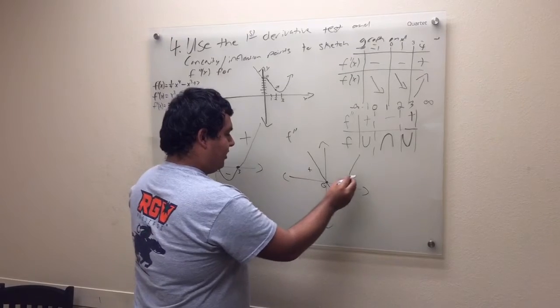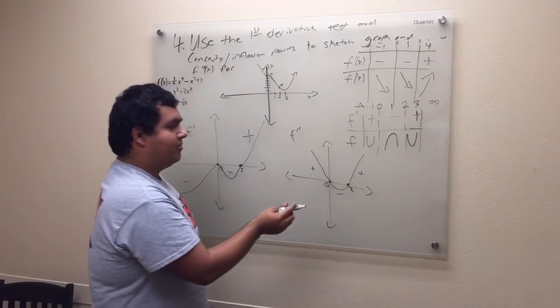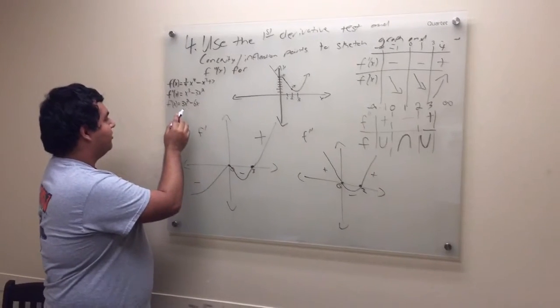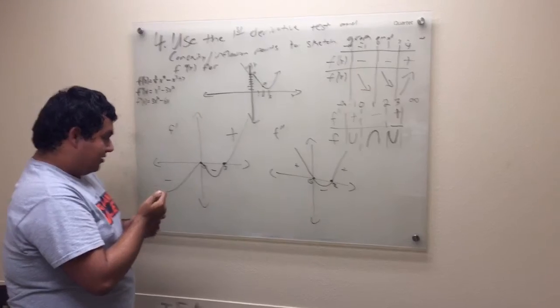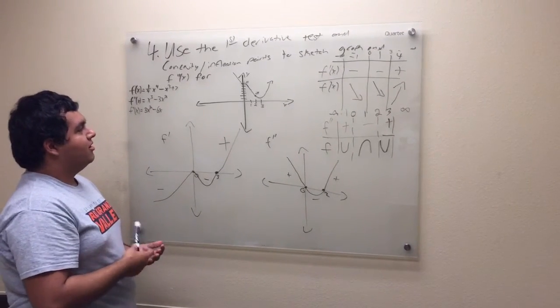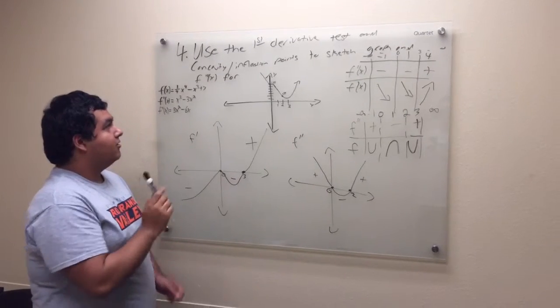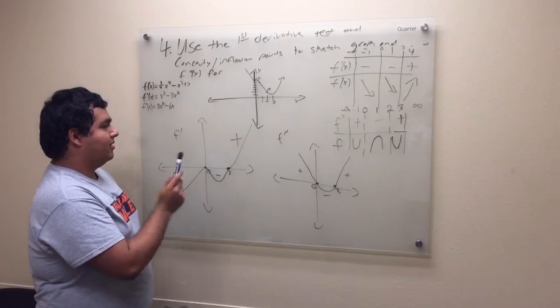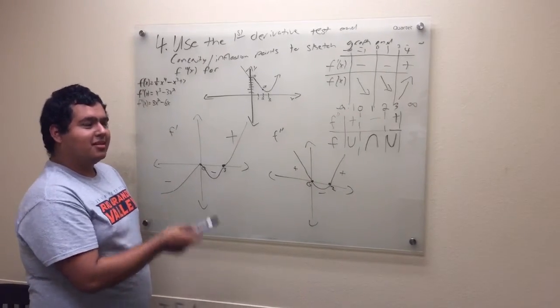So positive, negative, positive. You can see it's like a parabola, and that confirms it because the original is x squared. Alright, so that's how we use the first derivative test and second derivative test to get the functions f, f prime, and second derivative f double prime. That'll be it.